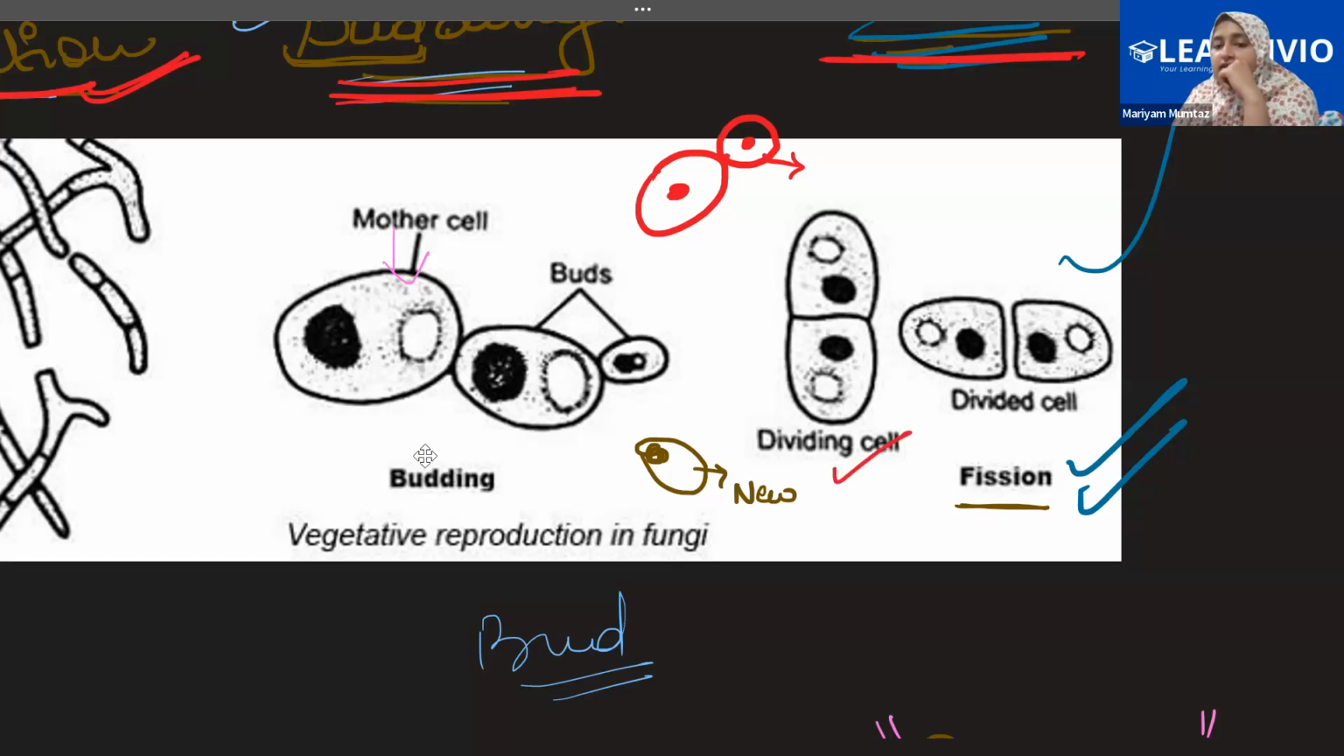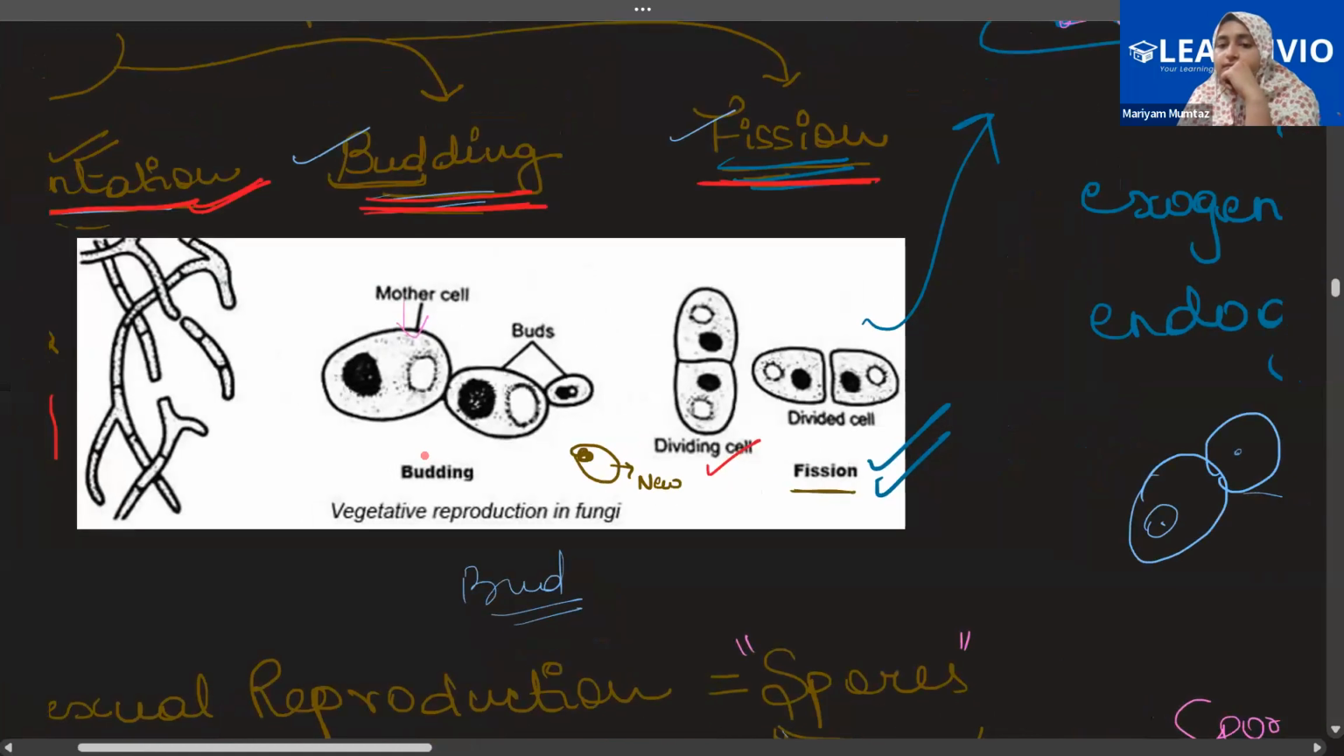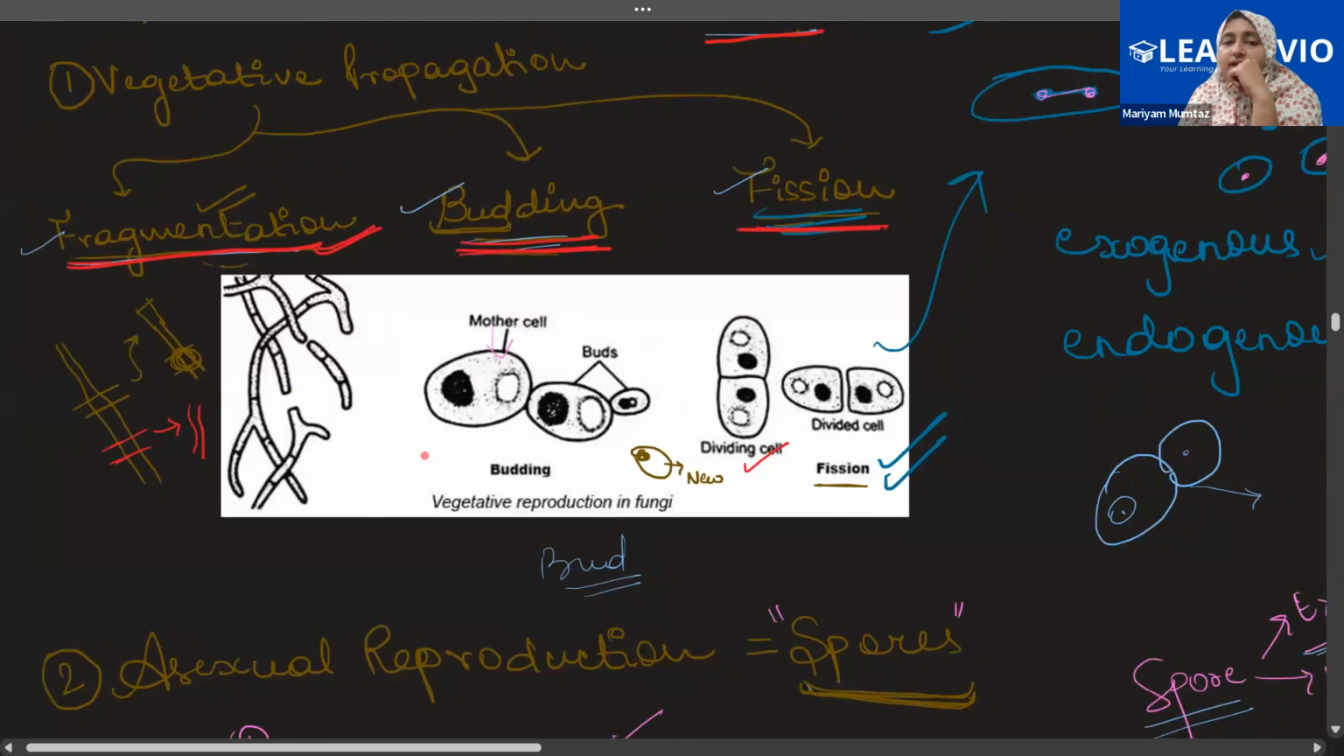Then there is fission, wherein the organism's genetic material will first divide and then the cell will divide. Clear? Any doubts up until now? No.